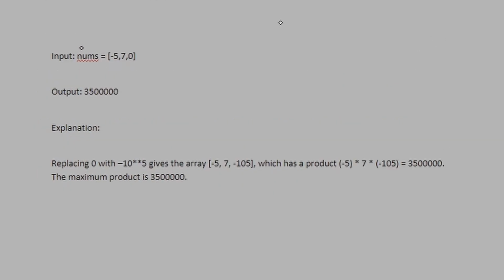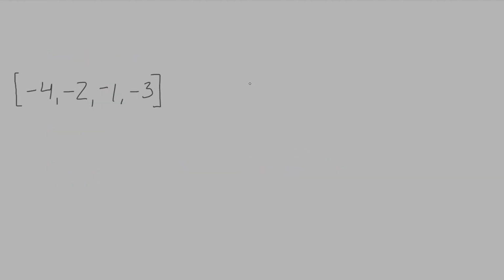So here we see the example where nums is equal to -5, 7, and 0. And our answer here is 3.5 million. And the explanation is that we replace 0 with -10^5, which gives the array -5, 7, -10^5. This has a product of -5 times 7 times -10^5, which equals 3.5 million. And this is the maximum product we can get after replacing any integer in this array. Let's take a closer look at an example.